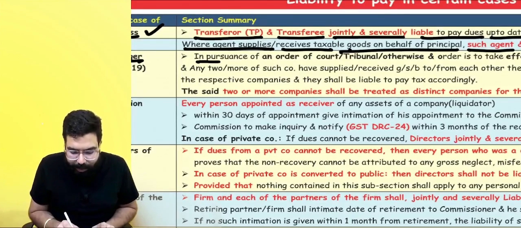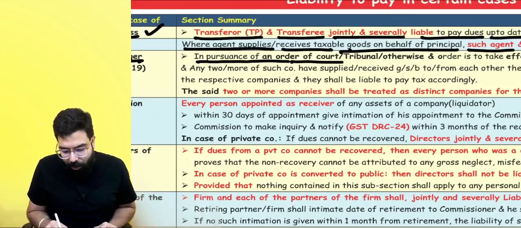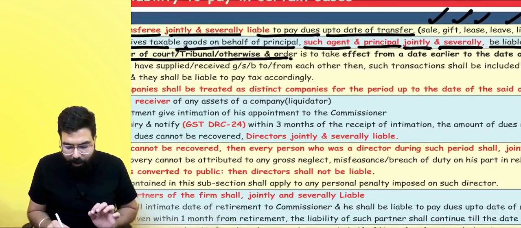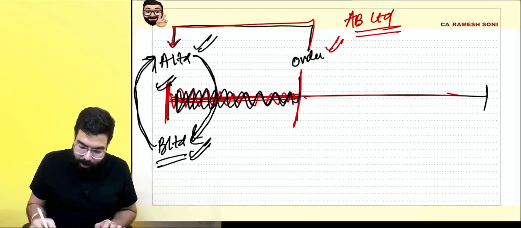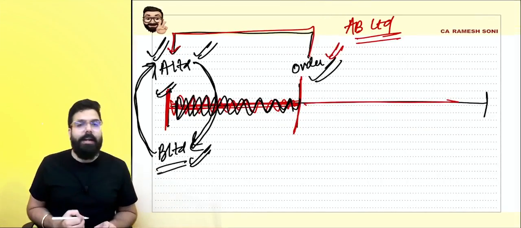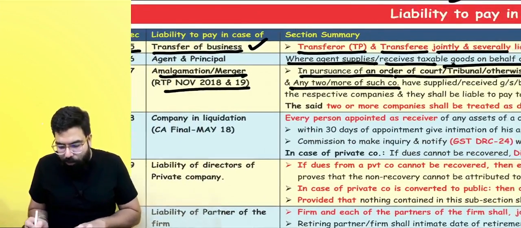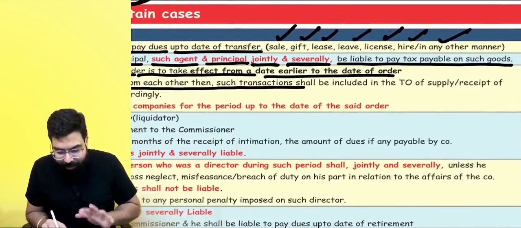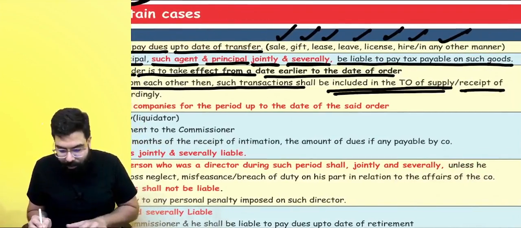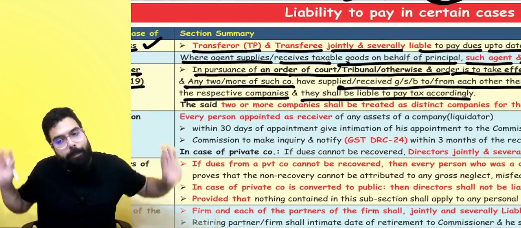If amalgamation or merger has happened in pursuance of an order of court or tribunal or otherwise, and an order is to take effect from a date earlier to the date of the order, then any two or more of such companies that have supplied or received goods from each other, such transaction shall be included in the turnover of supply or receipt of their respective companies and they shall be liable to pay tax.